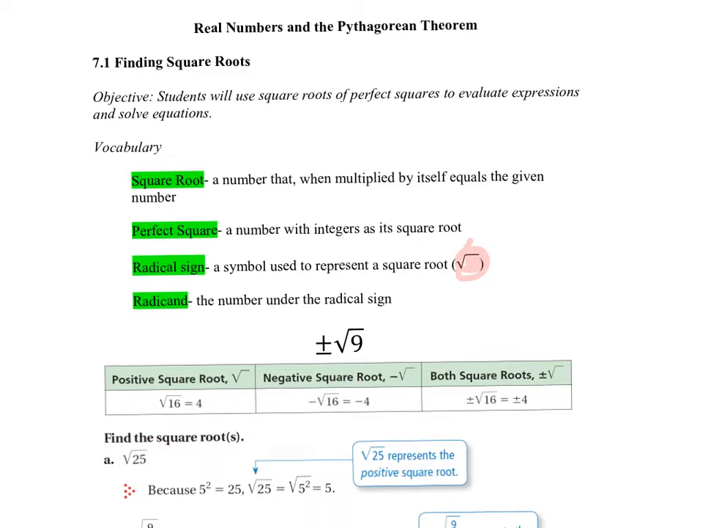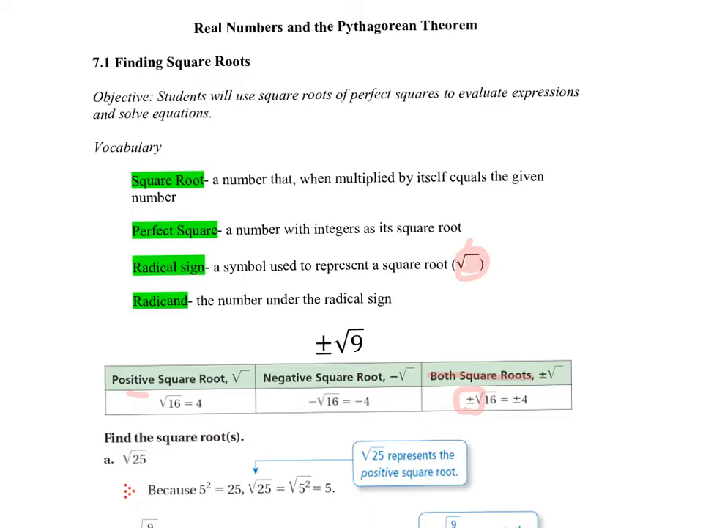So if you look at the square root of 14, or excuse me, square root of 16, it equals 4. Well, the negative square root of 16 is negative 4 because negative 4 times negative 4 is also 16. This here, when you see this considered a plus minus sign, it indicates you want both the positive and negative value of the square root of 16.